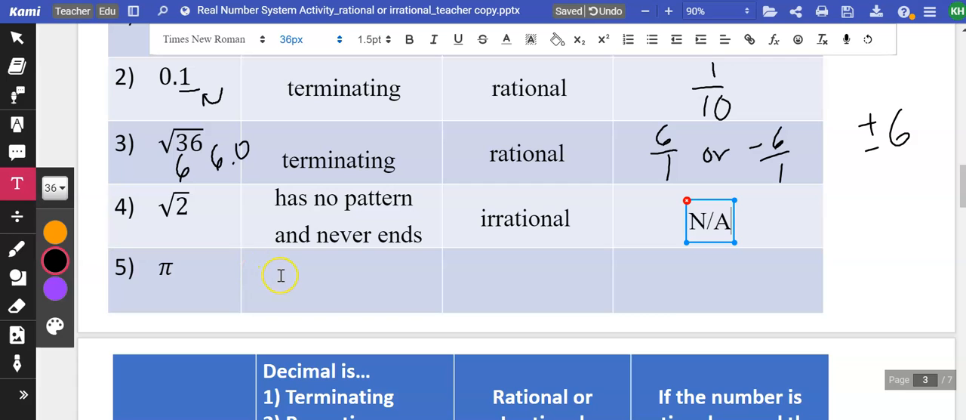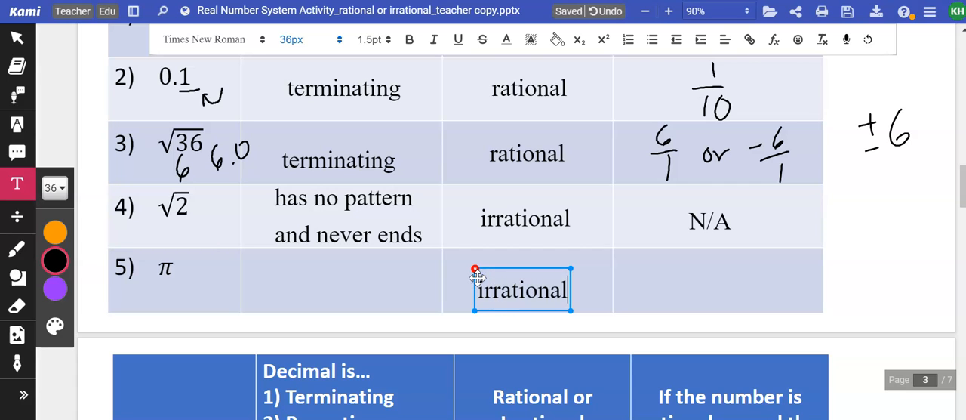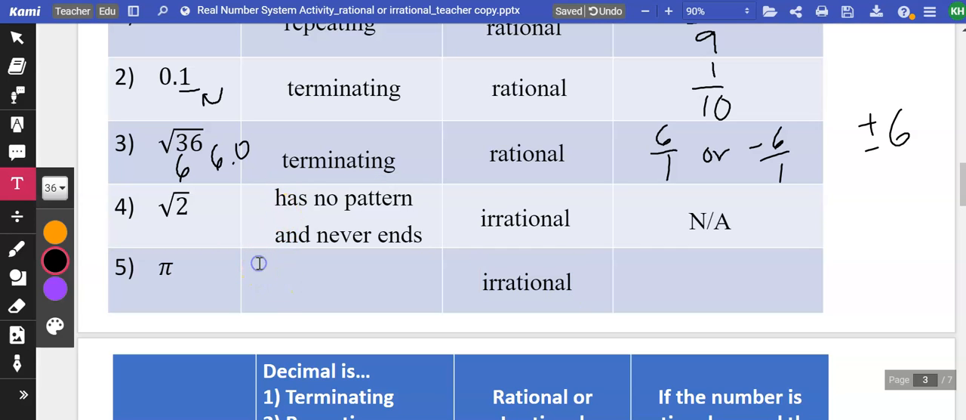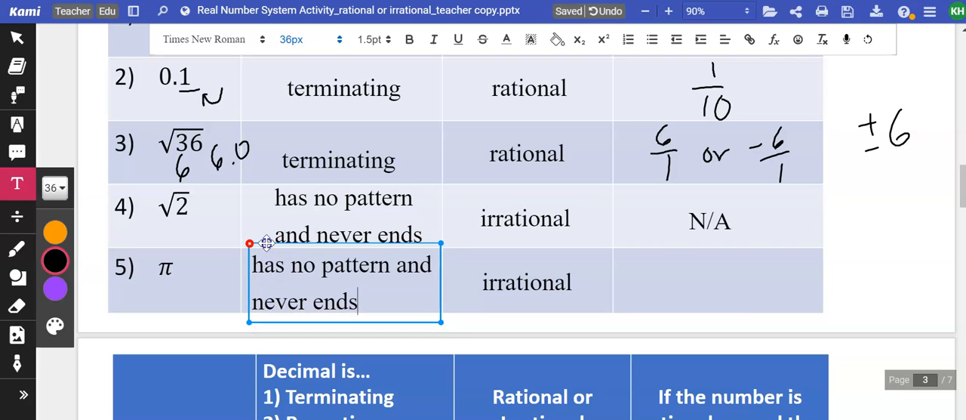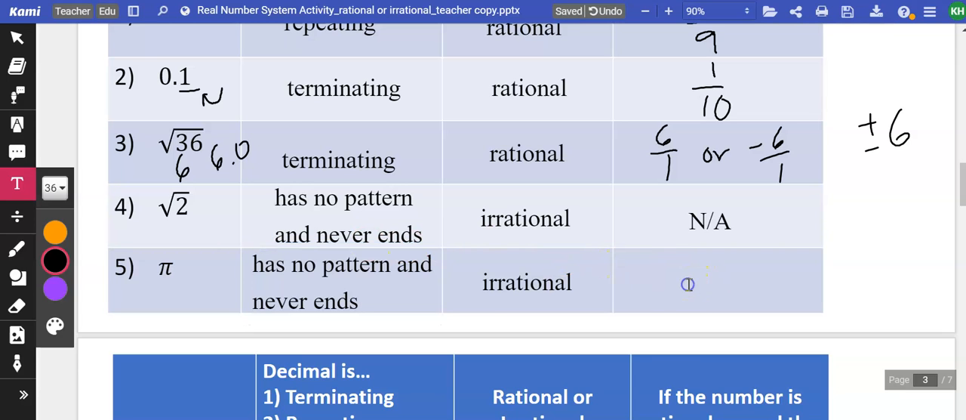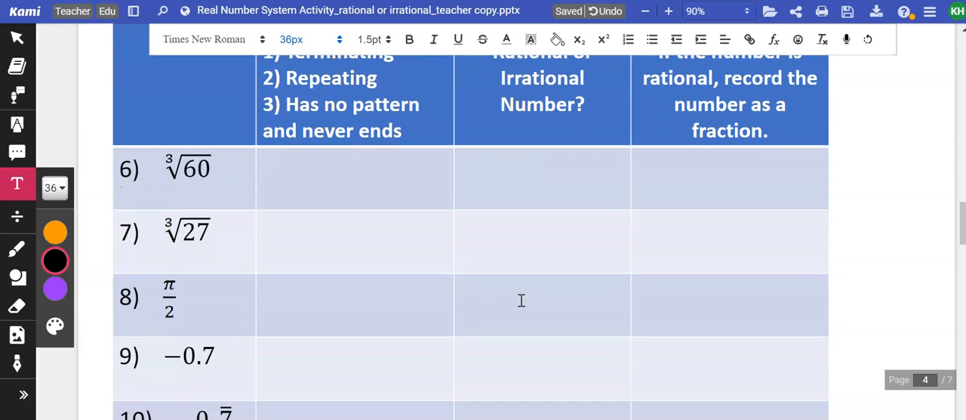Okay, moving on to pi. Well, pi is equal to 3.1415926 blah, blah, blah. It's an irrational number. And then that means we also know that the decimal has no pattern, so there's no repeating pattern, and never ends. You could say goes on forever. And this part is not applicable. Since it was an irrational number, we can't write it as a fraction, so we don't have any fraction to put in that column. All right, moving on.